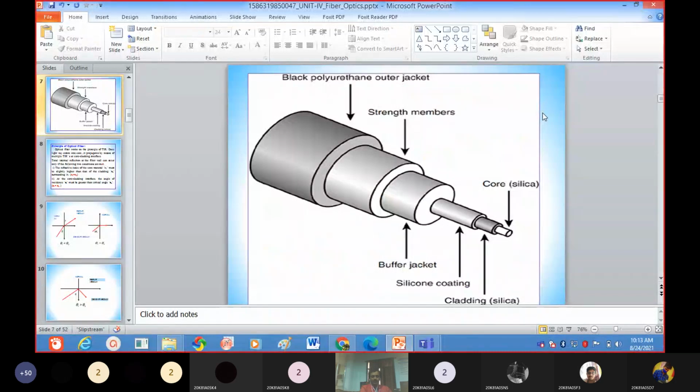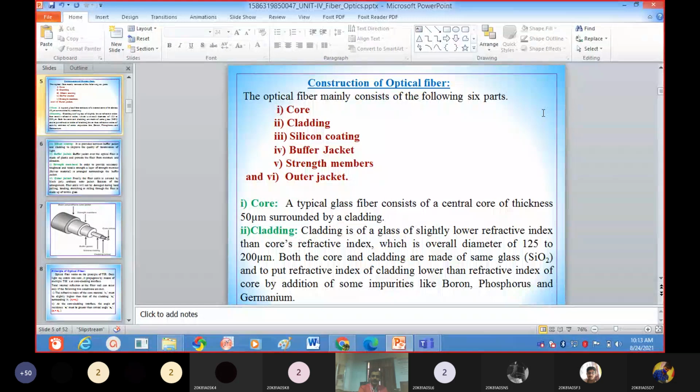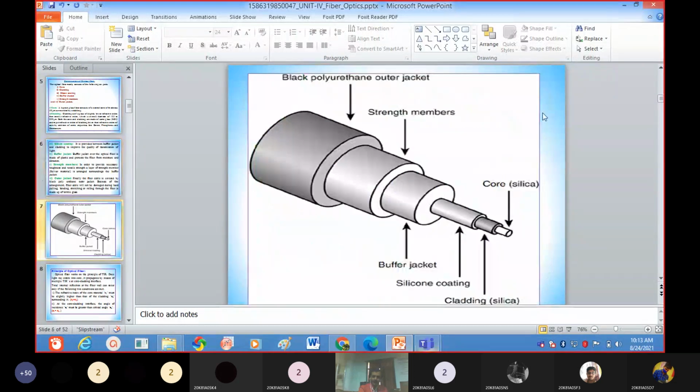Yesterday we discussed the optical fiber introduction and the different parts in an optical fiber. We will discuss those parts also. I will explain briefly again regarding these parts.